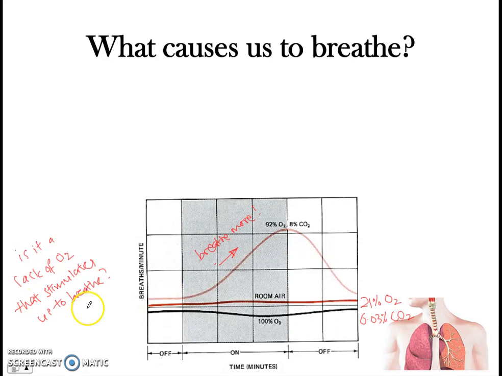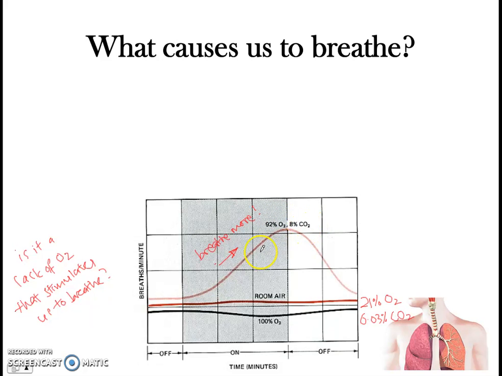Does that fit in with this theory? Now, if it is a lack of oxygen that stimulates us to breathe, then if we give this person 92% oxygen instead of 21%, that means you give him even more oxygen. If this theory was true, he should breathe less, right? Because at 92% oxygen, he doesn't lack oxygen. So he should breathe less. However, we notice that he breathes more.